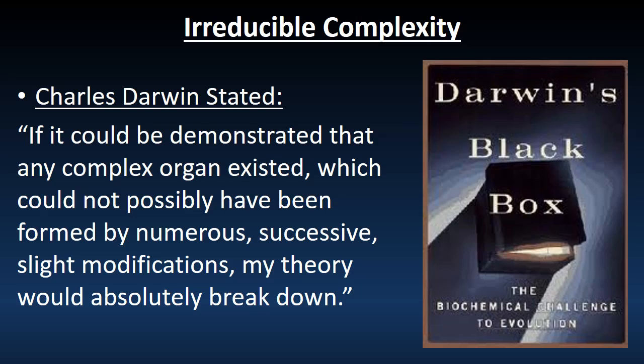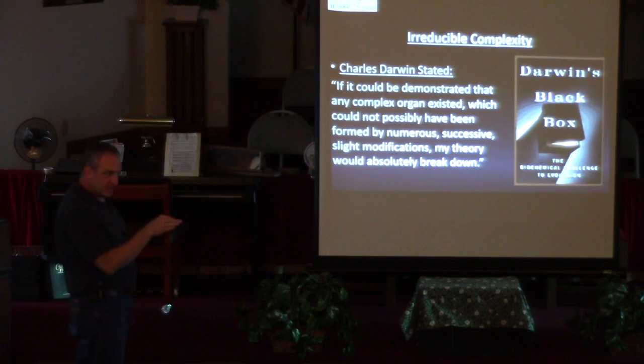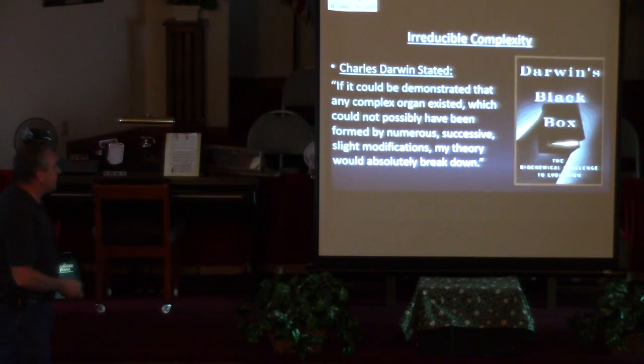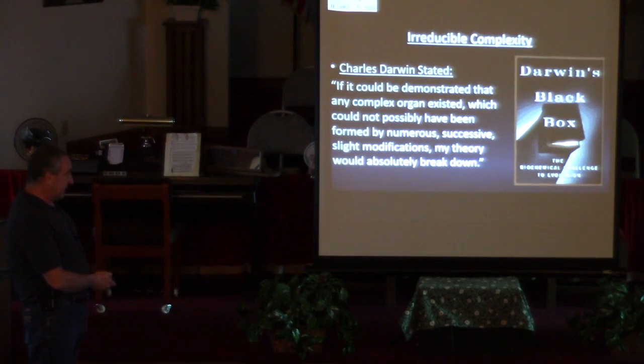But if it could be demonstrated that any complex organ existed, so a part of your body, which could not possibly have been formed by numerous successive slight modifications, my theory would absolutely break down. And Nancy, I think this is the one that you had mentioned you had heard before last week. So he's basically saying that if there's something that's irreducibly complex, the theory of evolution is no good.